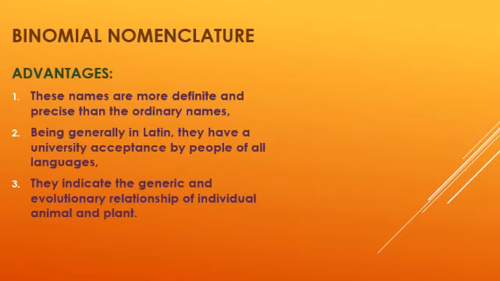Advantages of binomial nomenclature are: these names are fixed and clearly defined as compared to the common names. The scientific names are in Latin language, which is a dead language. That's why people of all languages from all over the world have accepted it. These names indicate the generic relationship as species of the same genus have the same generic name. It also tells about evolutionary relationship.